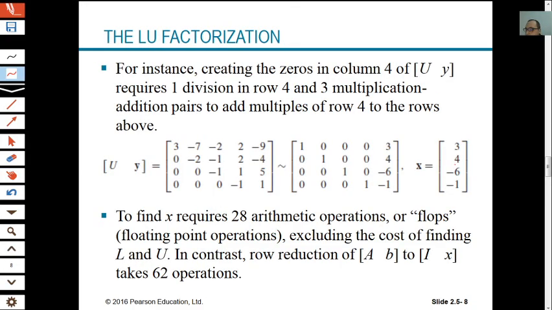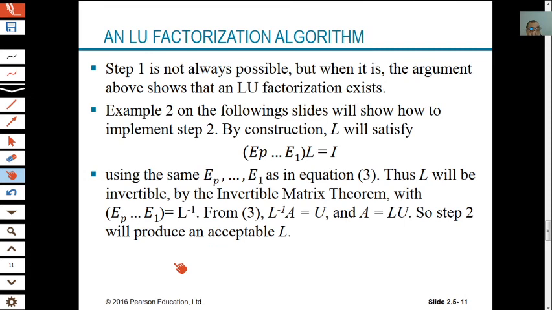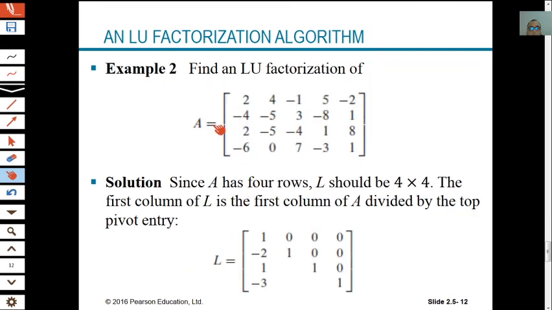You see 3, 4, minus 6 and minus 1. So the algorithm for LU factorization: reduce the matrix A to an echelon form U by a sequence of row replacement operations, if possible. Place entries in L such that the same sequence of row operations reduces L to the identity matrix. For example, there is another one. Find the LU factorization of this matrix.